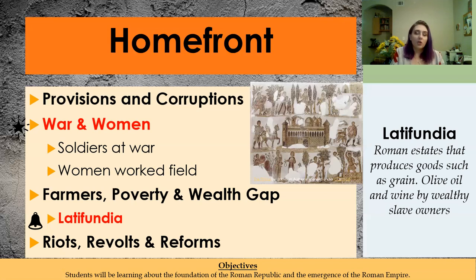Farmers began to deal with a lot of poverty, especially as latifundia were established. Latifundia were Roman estates that produced goods such as grain, olive oil, and wine. Basically they were big farms owned by wealthy landowners and then run by slaves, making it very difficult for local farmers to produce goods and care for themselves, which produced a huge wage gap, causing a lot of strife. This strife would result in riots, revolts, and reforms.